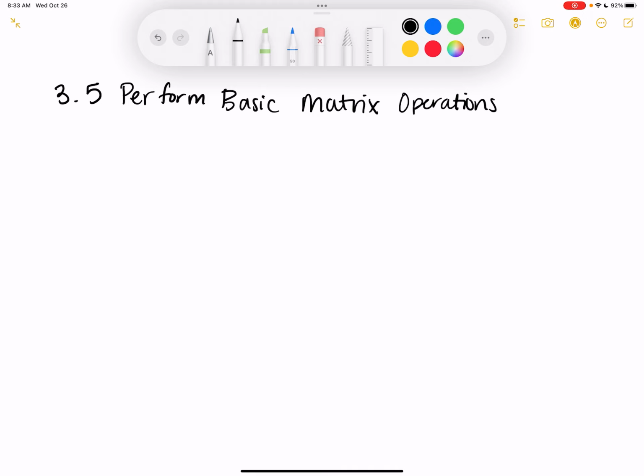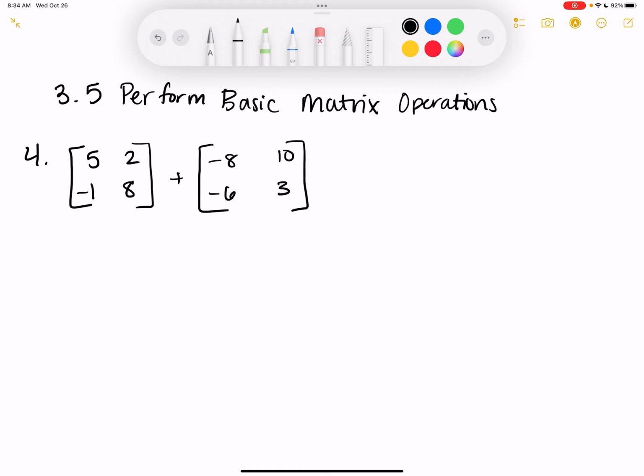So number 4, and I will always read going across the top row, and then I will go to the next row when I am saying what's going in there. So 5, 2, and then the next one would be -1, 8. So that's the first matrix. That's a 2 by 2 matrix plus -8, 10, and -6, 3. So both of those are 2 by 2.